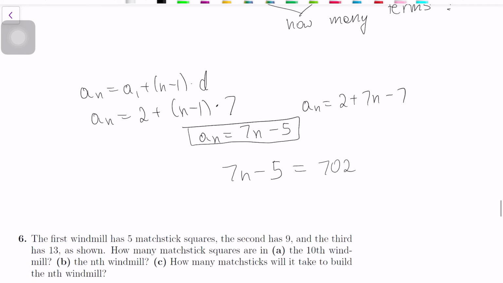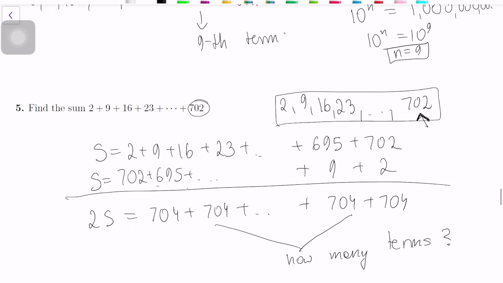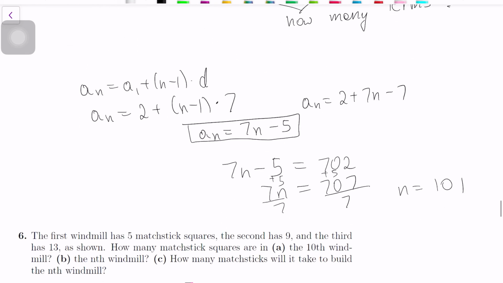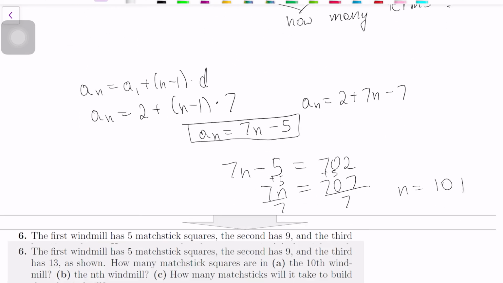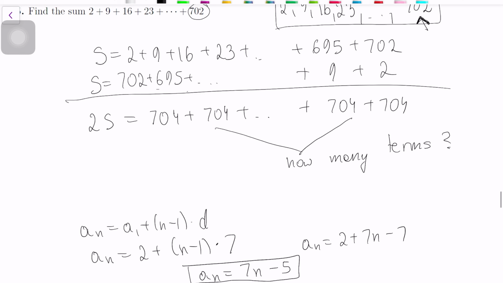To figure out which term of your sequence 702 is, add 5 on both sides, then divide by 7. So n will be 101, which means that we have 101 terms in the sequence, so we're adding the 704 101 times.